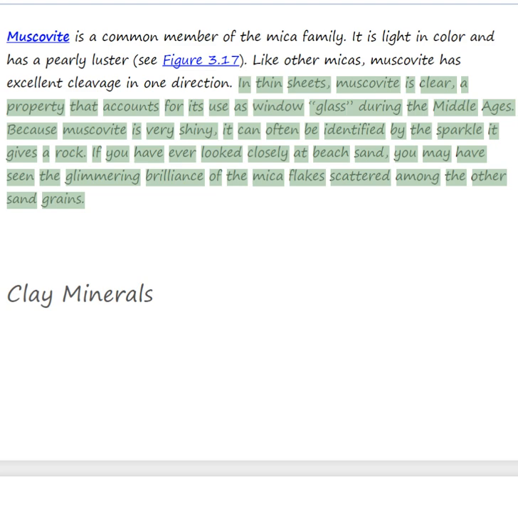Because muscovite is very shiny, it can often be identified by the sparkle it gives a rock. If you have ever looked closely at beach sand, you may have seen the glimmering brilliance of the mica flakes scattered among the other sand grains.